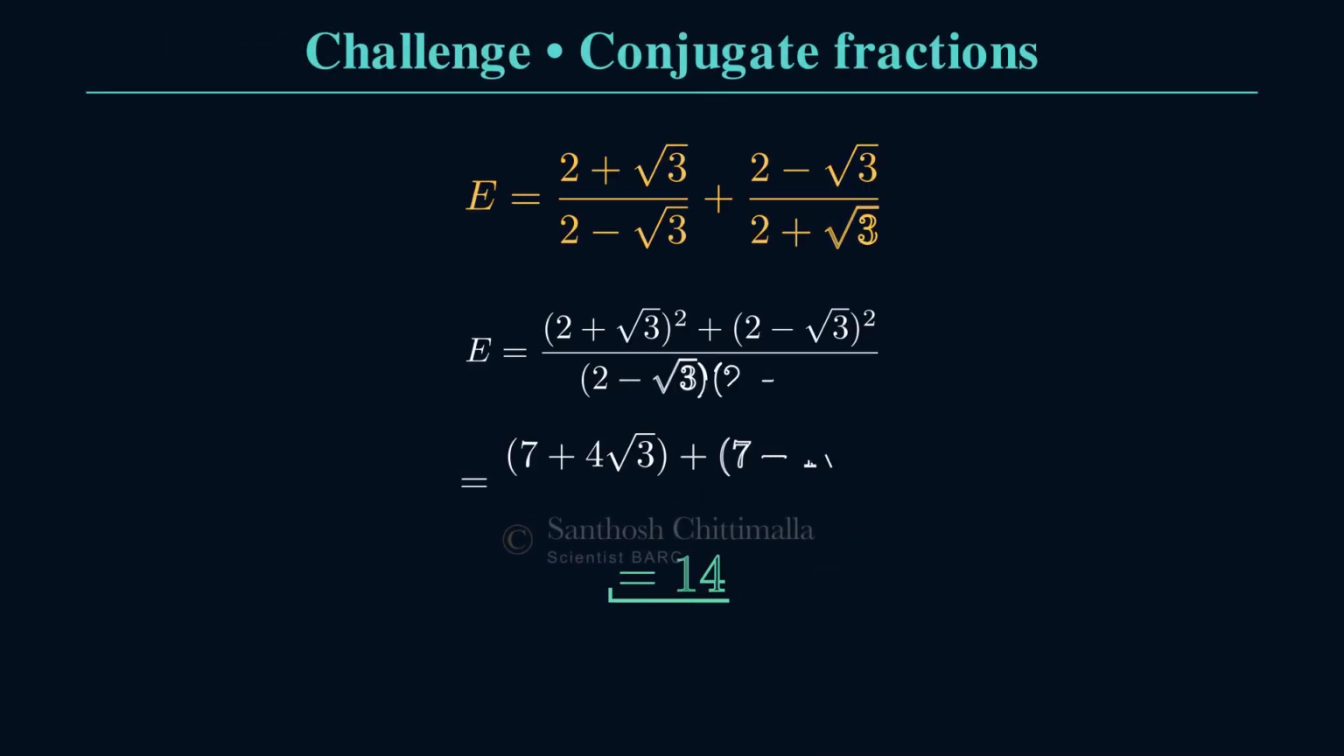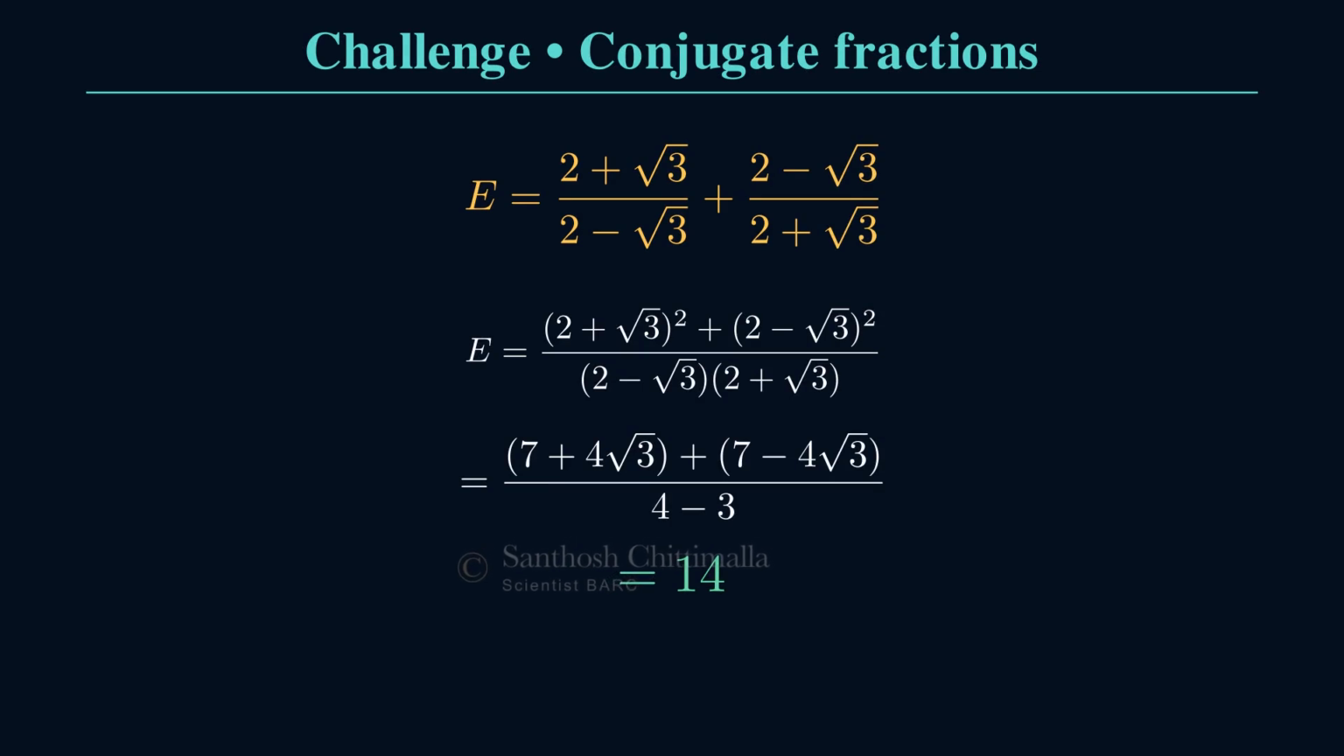Challenge problem. Simplify 2 plus square root of 3 over 2 minus square root of 3, plus its reverse fraction. Combine the fractions. Their common denominator is 4 minus 3 or 1. The numerator is the sum of the two conjugate squares. The radical terms cancel, giving 14.